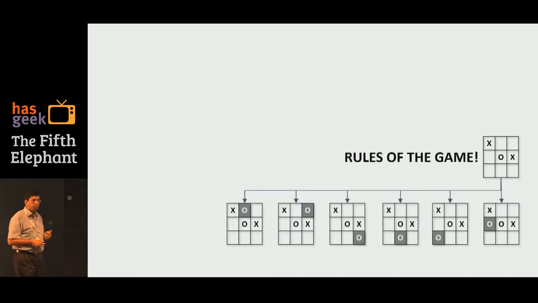So the rules of the game is the knowledge. In this case, rules of the game is the knowledge. And that only tells me these are the possible moves you can make. It doesn't tell you anything else. Knowledge does not answer the next question, which is the best move. It only answers this question. If you present me a state, I'll tell you what are the possible moves.